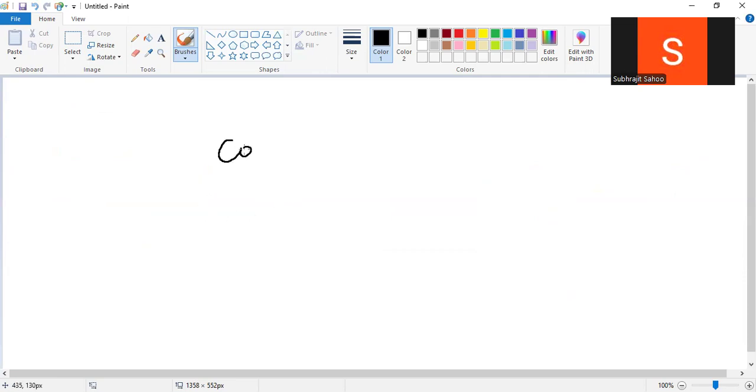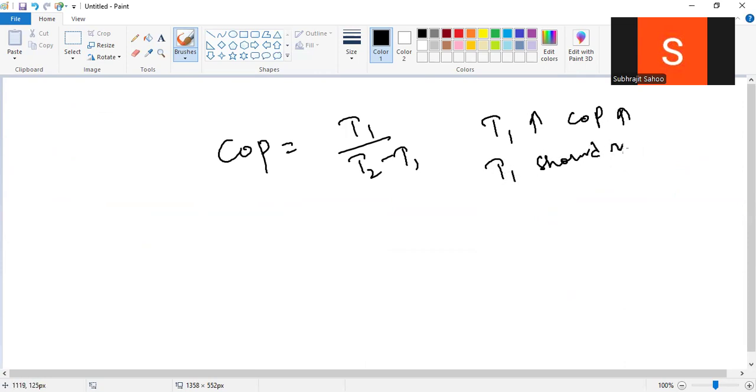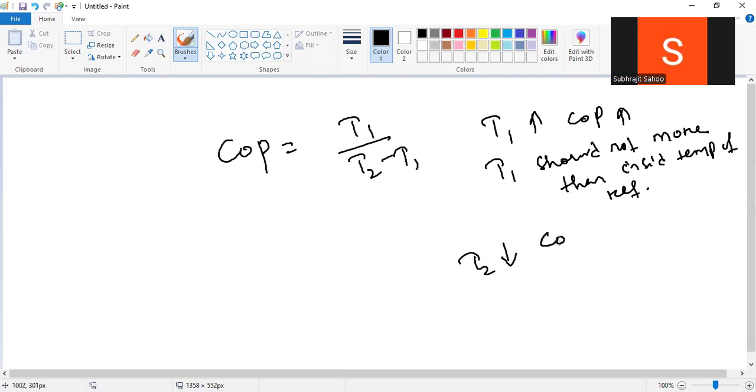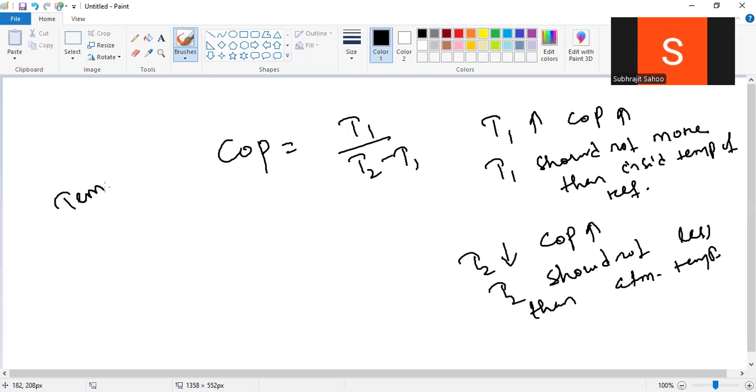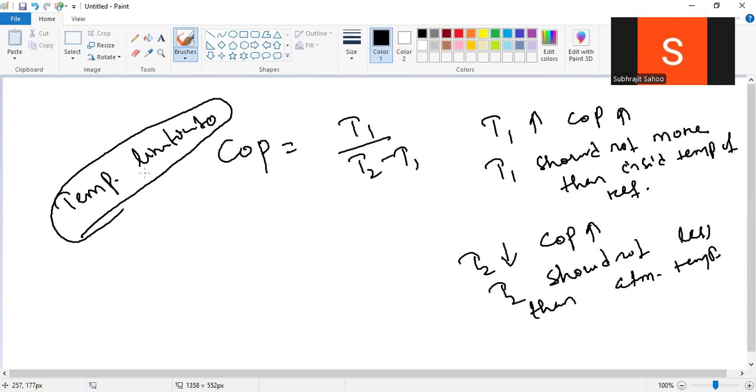So COP equals T1 by T2 minus T1. What are the temperature limitations? T1 increases, COP increases, but T1 value should not be more than the inside temperature of the refrigerator. And T2 decreases, COP increases, but T2 should not be less than the atmospheric temperature. This is the conclusion. What is the topic? Temperature limitation. Very important, temperature limitations.